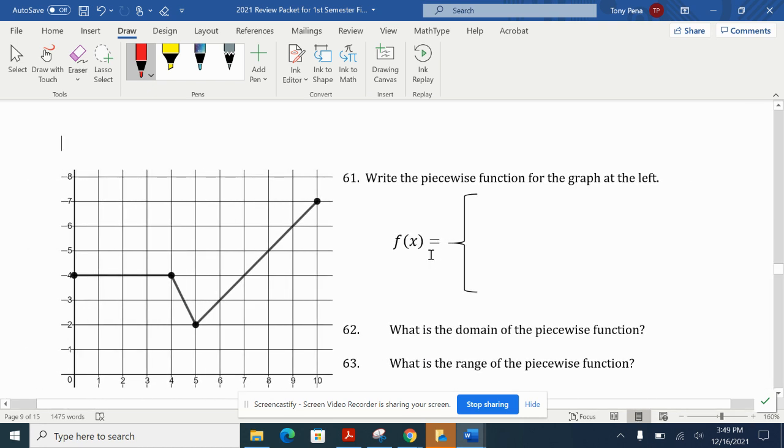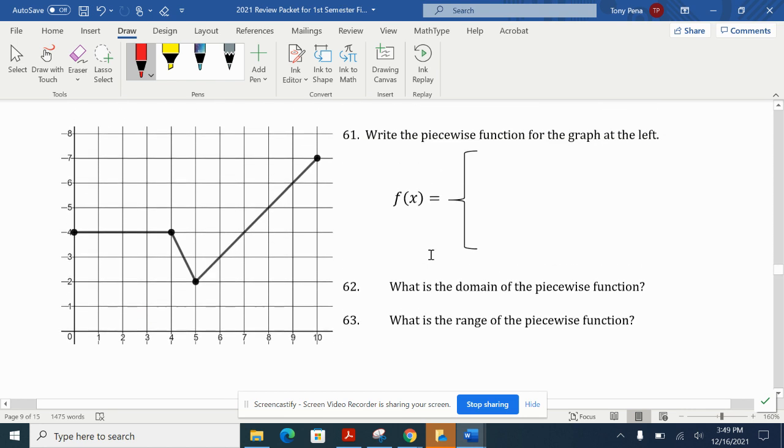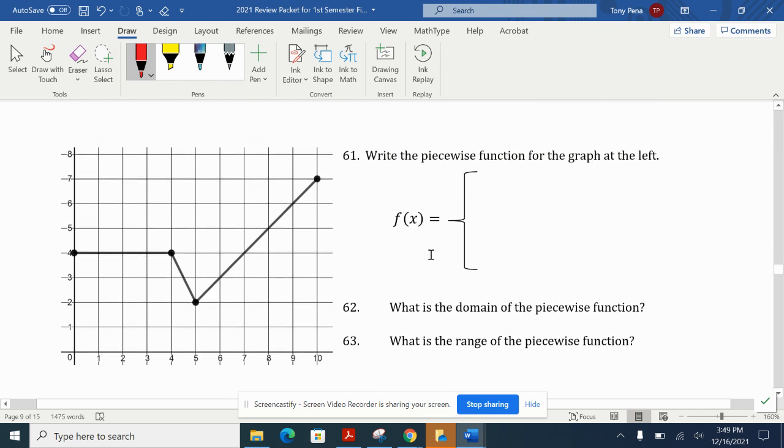All right, moving along. 61, 2, and 3. Again, what we just got done working on are piecewise functions. If you now notice, we have 3 different ones. We have 1, 2, 3. So we should have 1, 2, 3 different parts to our piecewise function.